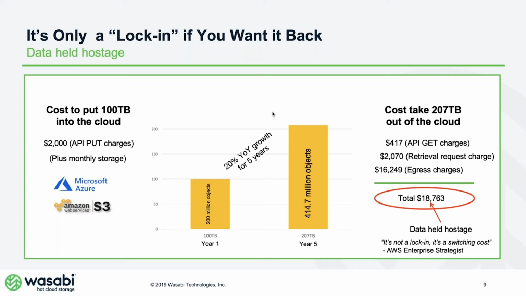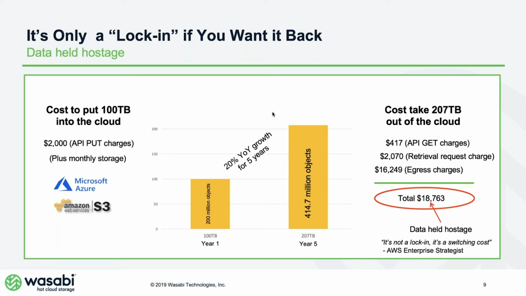So in this example, in year one, you've put 100 terabytes of data into a cloud. Not bad, right? And we said 20% year-over-year growth for 5 years, 20% on the low side. Some of you probably have higher than that, but 20% is a good number. Over 5 years, that means you've grown to 207 terabytes. And now you've decided that you want to move it out of AWS or Azure for whatever reason. To get your data back, it's going to cost you close to $20,000.